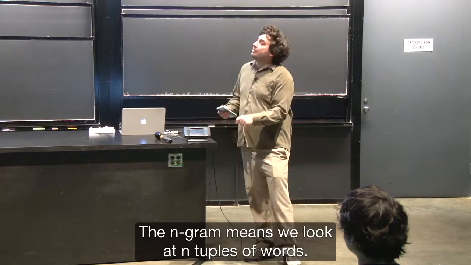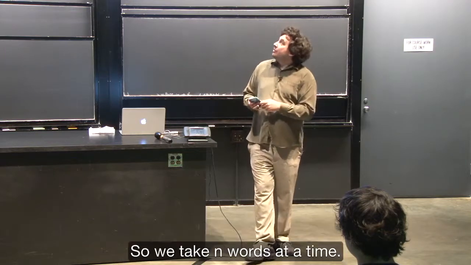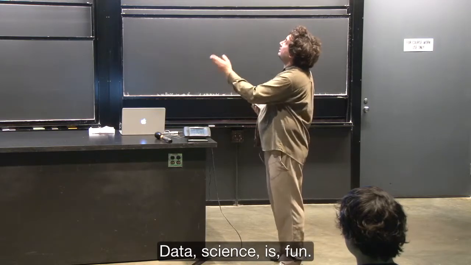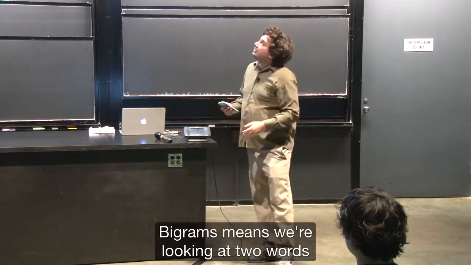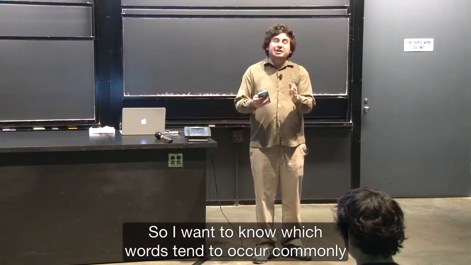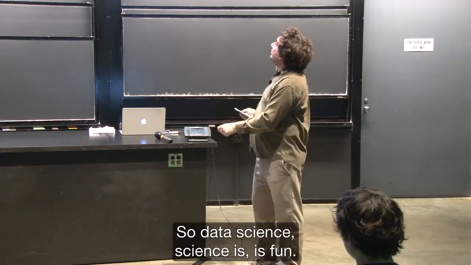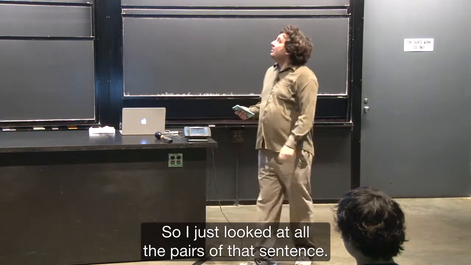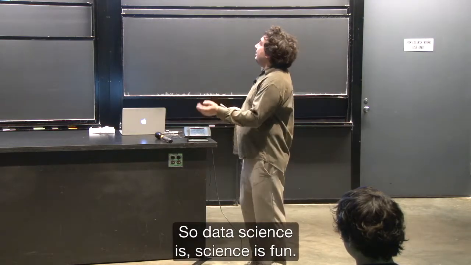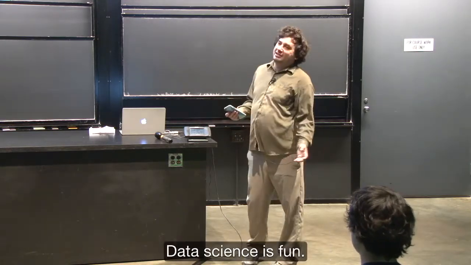The n-grams means we look at n-tuples of words. So we take n words at a time. For a unigram, it just means we're looking at one word at a time: data, science, is, fun. Bigrams means we're looking at two words at a time, consecutive, right? So I want to know which words tend to occur commonly in pairs. So: data science, science is, is fun. I just looked at all the pairs of that sentence. For a trigram, you would look at three words at a time: data science is, science is fun, okay? And I guess you could do a 4-gram here too: data science is fun.